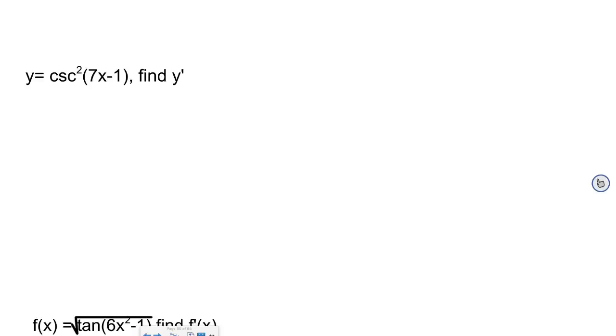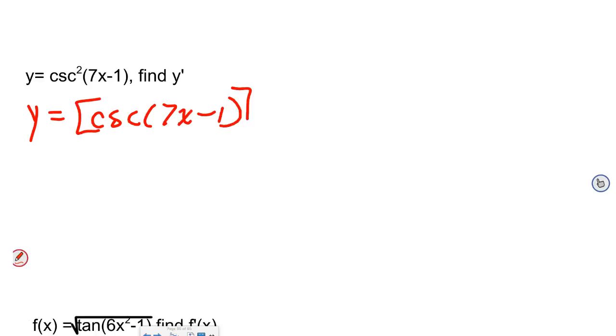Squaring function, cosecant function, linear function, right? So who's the outside function? Awesome. It's the squaring. So let's rewrite that so we can see it. We've got cosecant 7x minus 1, and that whole angle is being squared. I didn't do anything except make it so I could see each individual layer, and then you collapse in on it from the shell on in.